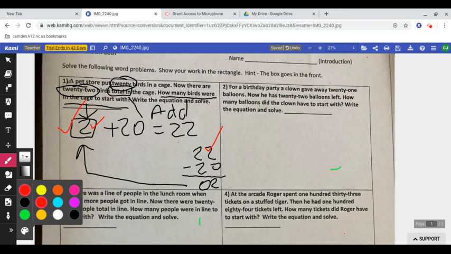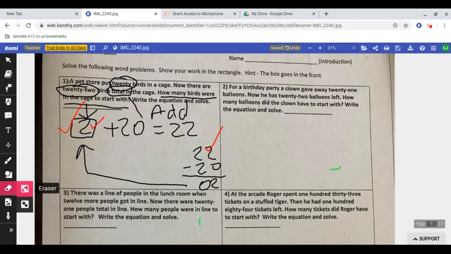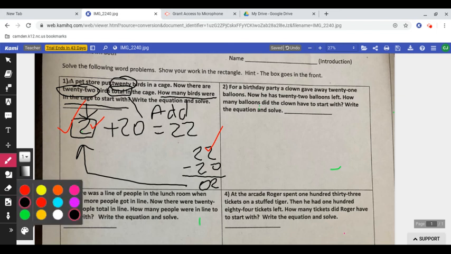Let's look at number 2. And that problem is showing: For a birthday party, a clown gave away 21 balloons. Now he has 22 balloons left. How many balloons did the clown have to start with? Write the equation and solve.